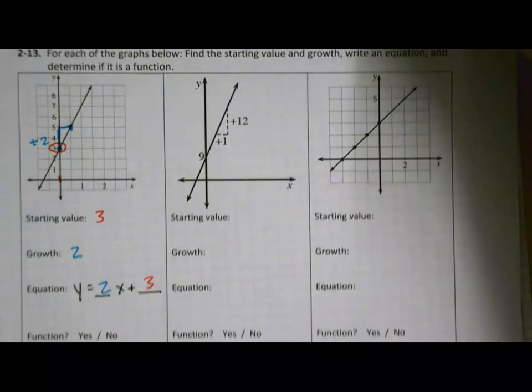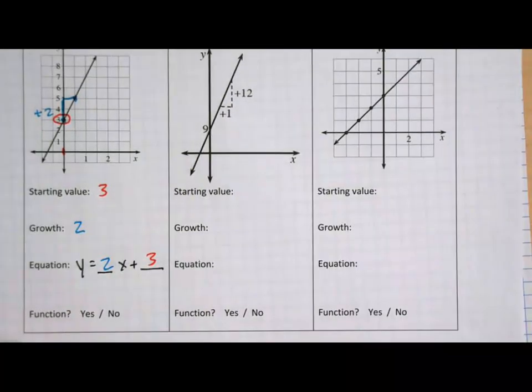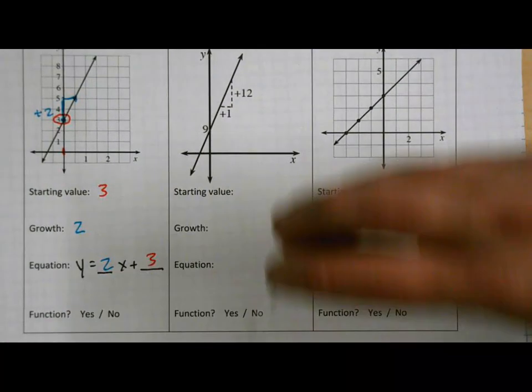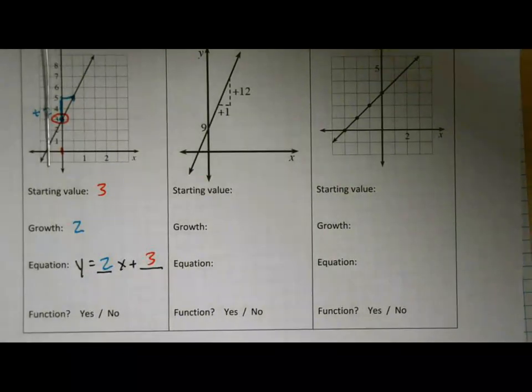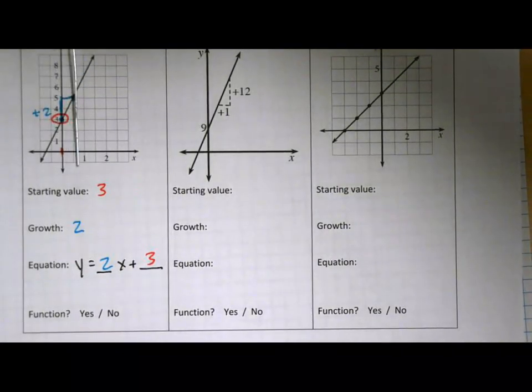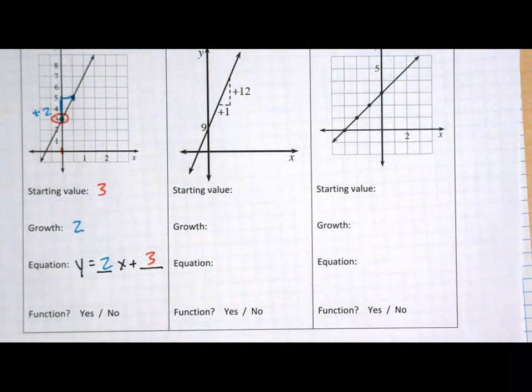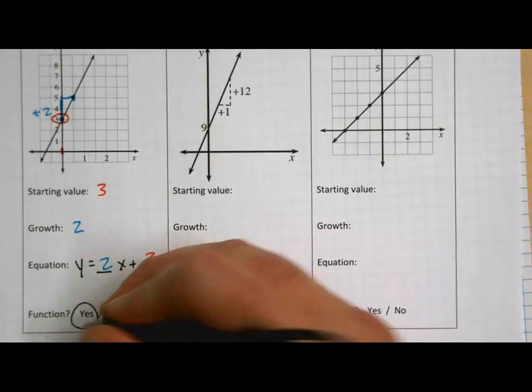All right, is this a function? We could use our handy vertical line test to test this one. I'm going to sweep a vertical line across our graph here. Is it ever touching in more than one spot? Nope. So it passes the vertical line test, which means, yes, it is a function.